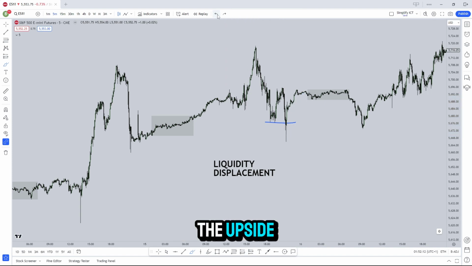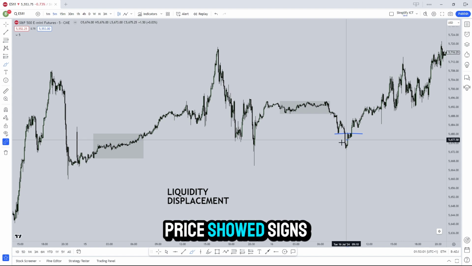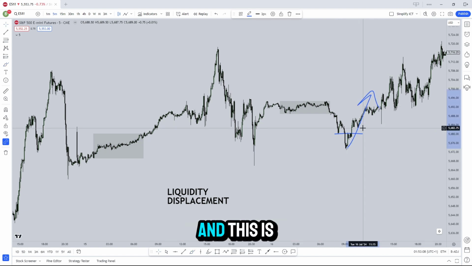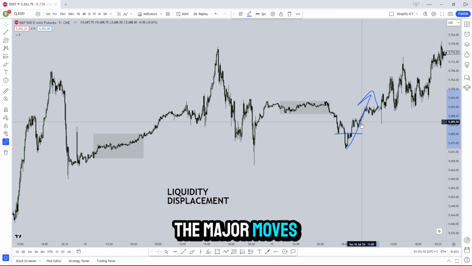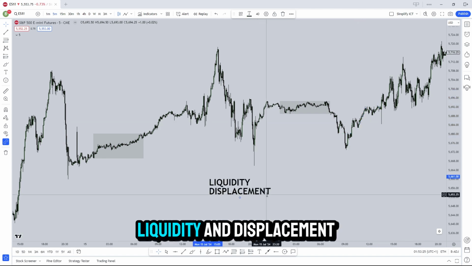to the upside. Again, as you can see, after we swept liquidity to the downside in this area right here, price showed signs of displacement on the lower time frames before pushing to the upside. And this is exactly how we're going to catch the major moves in the market. This is a universal concept and I want you guys to take note of this: liquidity and displacement.